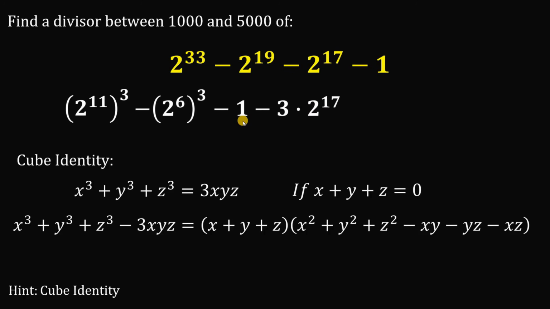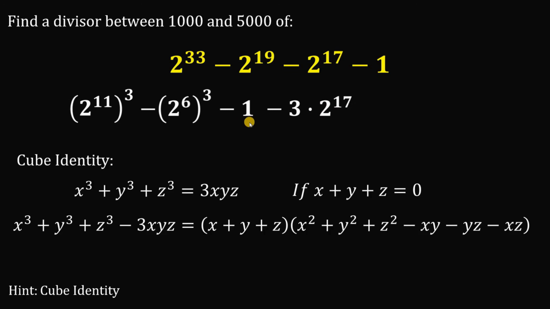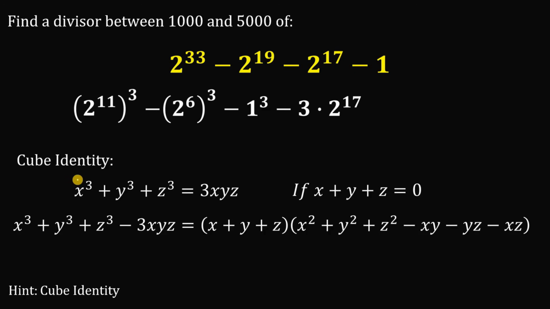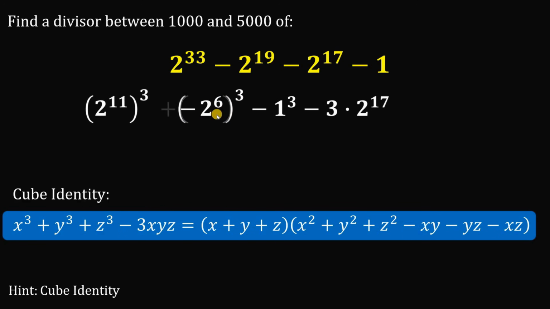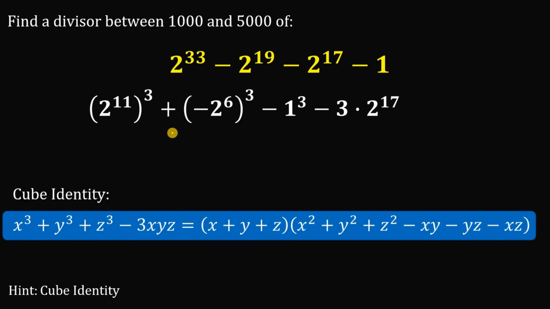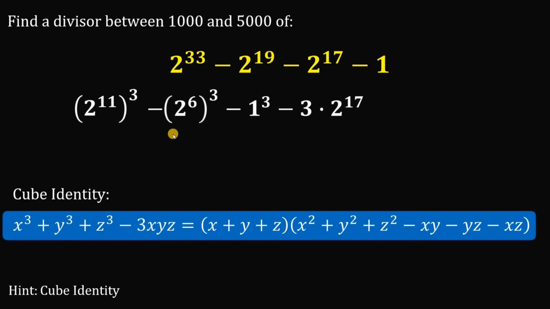Now, rearrange some terms a little bit. And take note, this 1, we can rewrite as 1 raised to the power of 3. And there you have it. Clearly, the cube identity that we need is the second one. Now, the second one is positive x cubed plus y cubed plus z cubed, etc. And notice in our given, we have subtraction instead of addition. But we can rewrite this, because negative 2 raised to the power of 6 raised to the power of 3, we can simply rewrite as plus negative 2 raised to the power of 6 raised to the power of 3. This is just the same thing as before, same value.